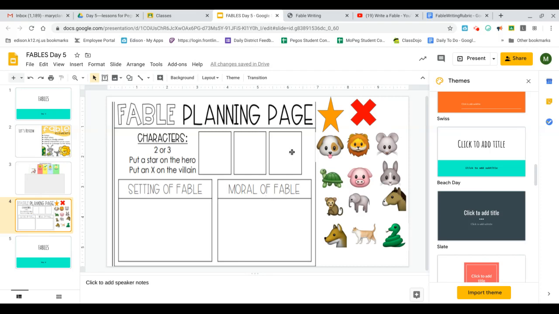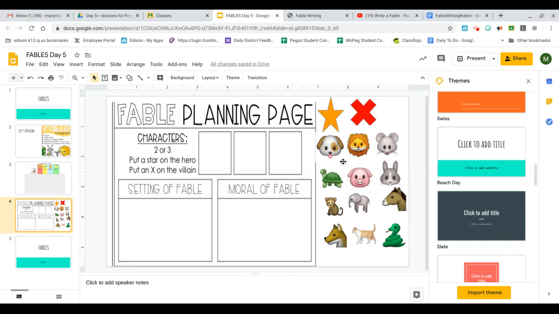We are also going to figure out who is the hero, and to figure out the hero, we're going to put a star on them. And we're also going to figure out who's the villain. I'm going to put an X on them. A villain is like the character that's not necessarily bad, but doesn't necessarily do what they need to do. So when I think of The Boy Who Cried Wolf, the villain in that would be the boy who kept crying wolf, right? Doesn't necessarily mean he's bad. It just means that he made bad choices, right? So your job today, when you think about your characters, is to think about which characters you want and who is going to be the hero and who's going to be the villain.